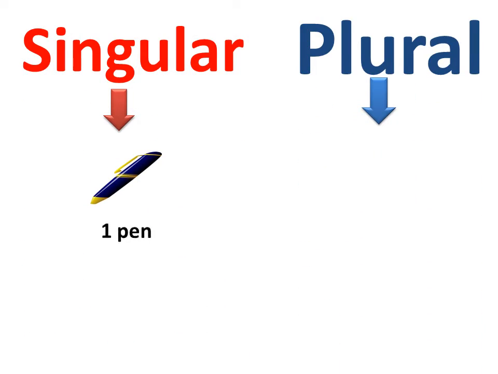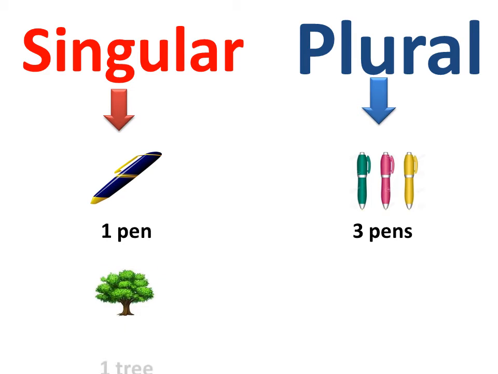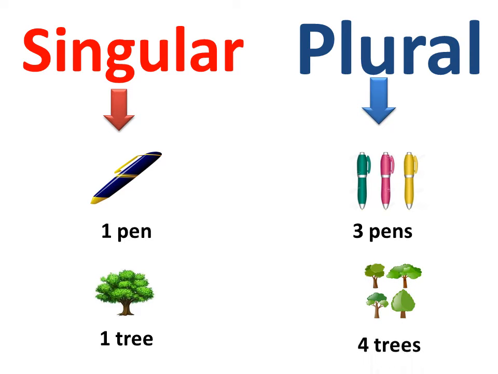It's one pen, it's singular. They are three pens, they are plural. It's one tree, it's singular, but they are four trees. They are plural. Okay, primary 2. After learning the singular and the plural nouns, we have a very important note.